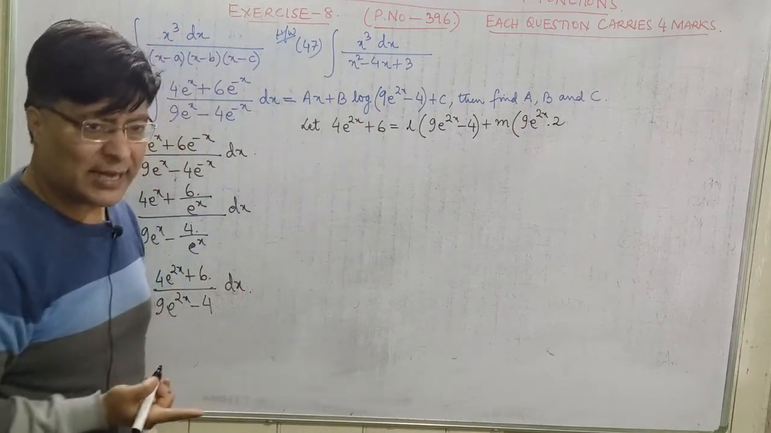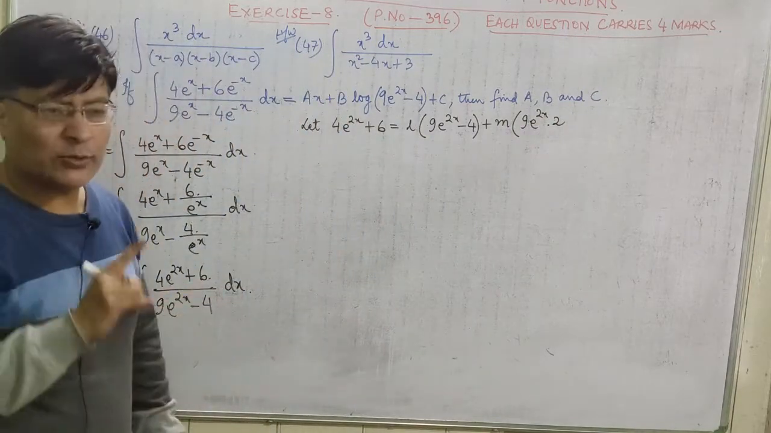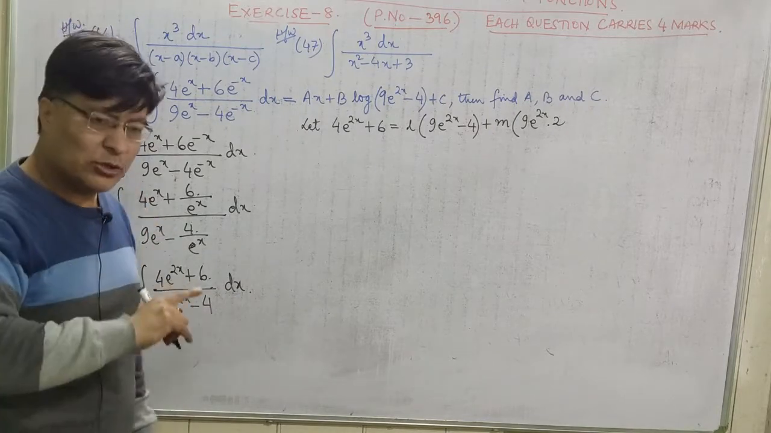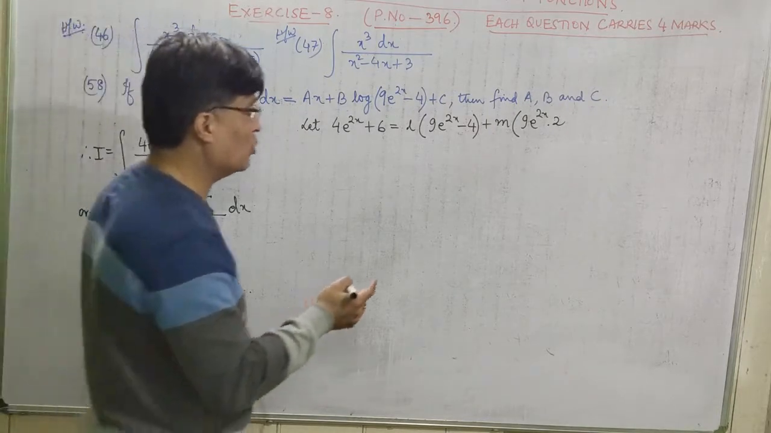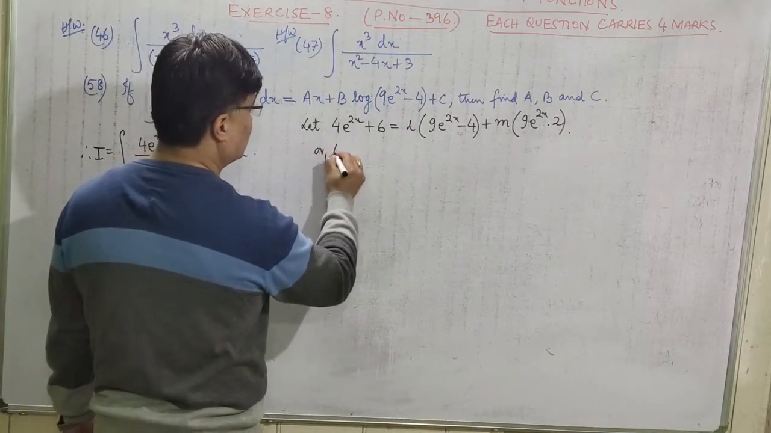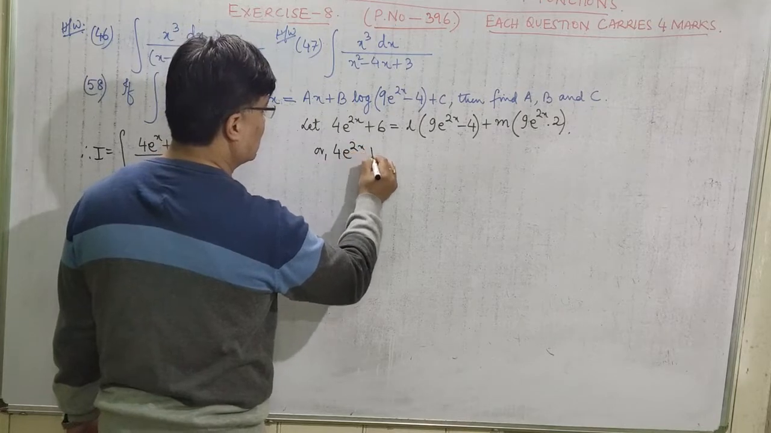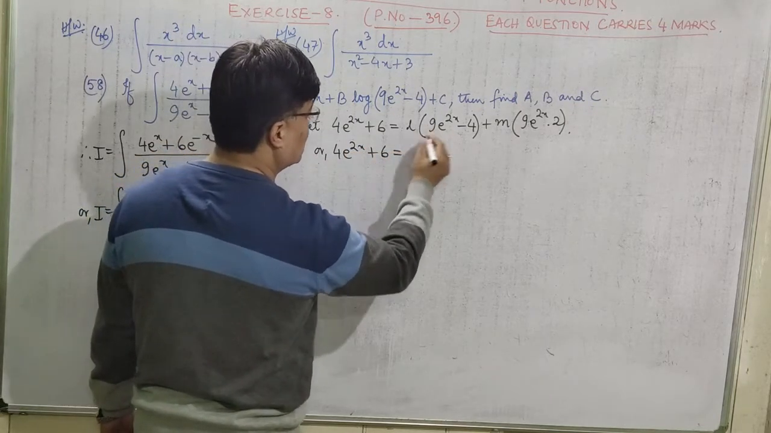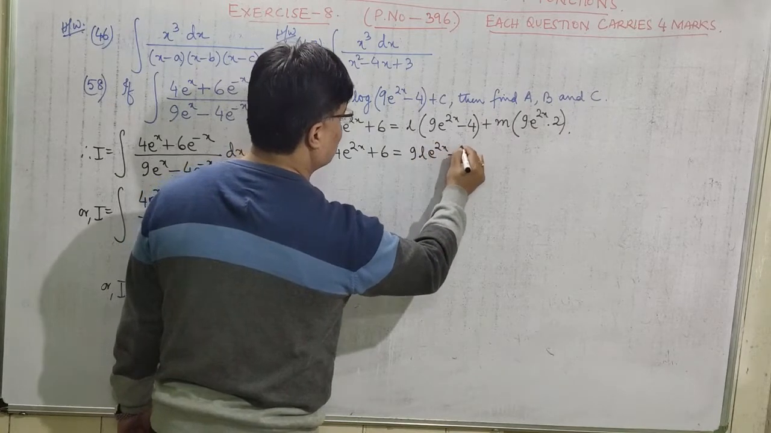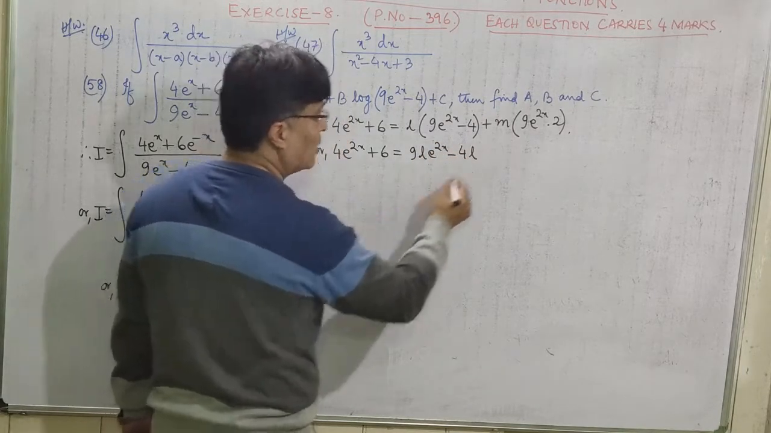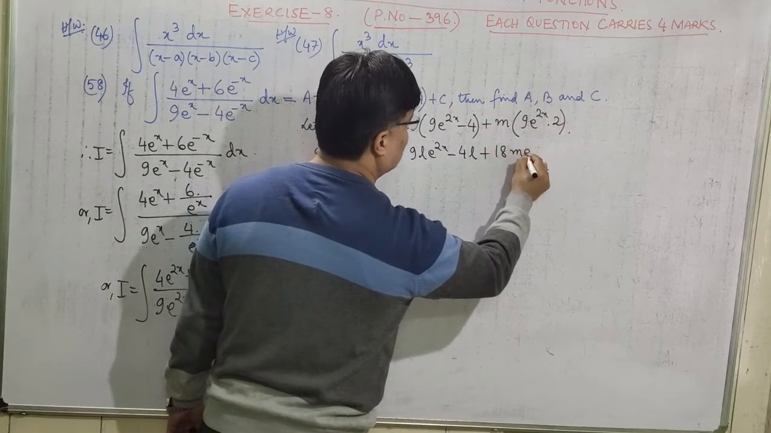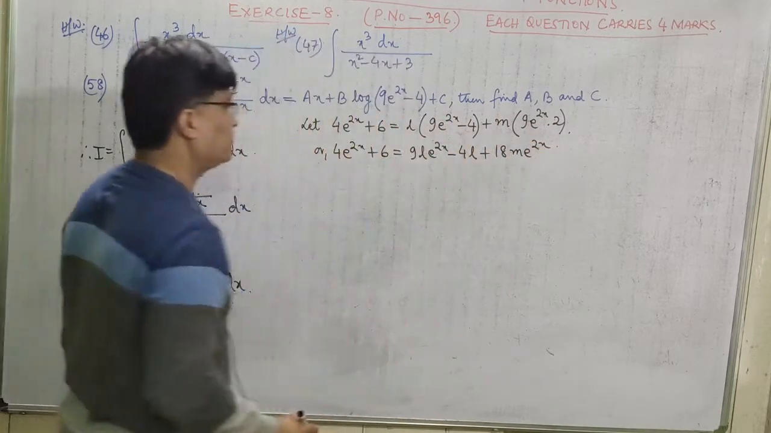9 is constant, remains as it is. What is the differentiation of e to the power 2x? E to the power 2x into 2, and minus 4 is 0. Right? Bracket is closed. Now it is 4 e to the power 2x plus 6 is equal to, how much is it? 9l e to the power 2x minus 4l plus 9 2s are 18m e to the power 2x.